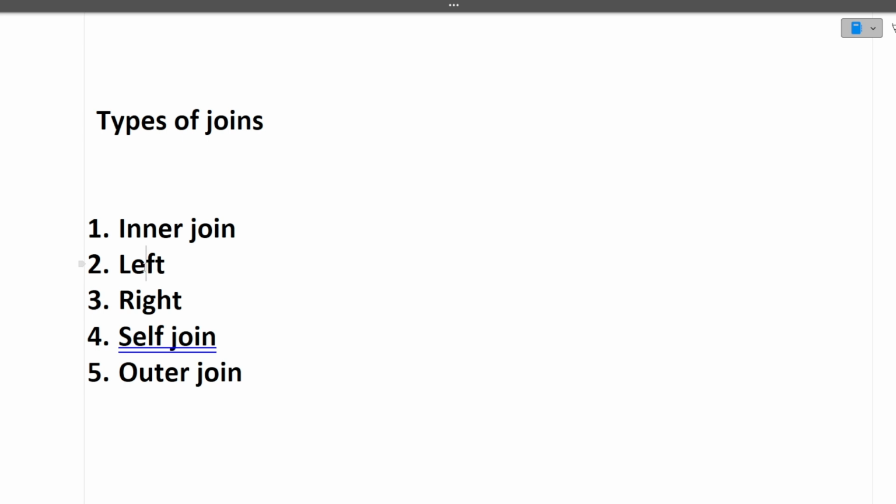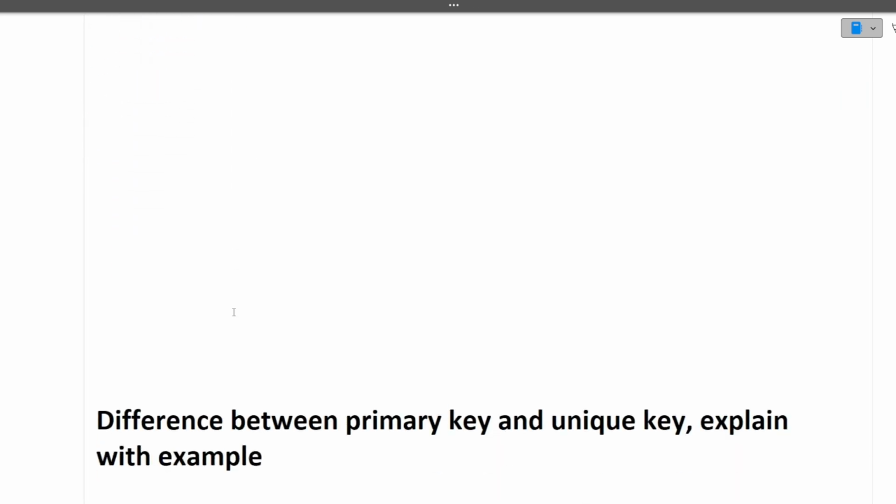Next is self join. A table getting joined on itself is known as self join. Outer join is left join plus right join. It's that simple. So I hope the types of joins are clear to you.